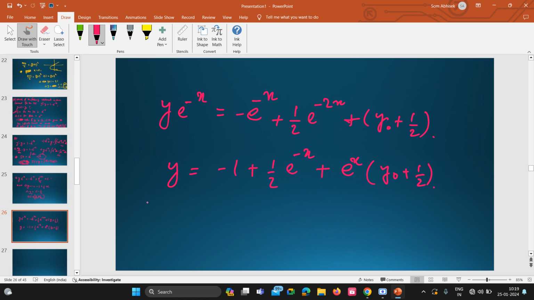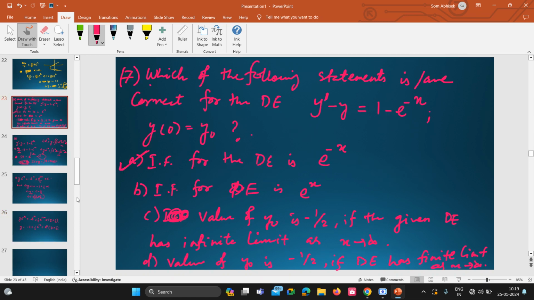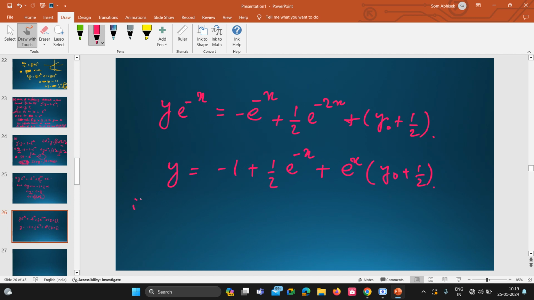In the question it is asked x tends to infinity. What happens at x tends to infinity? If x tends to infinity, this term will become 0. So y is equal to minus 1. This is a 0. This one is infinite. This term will become infinite, and this one will be there.